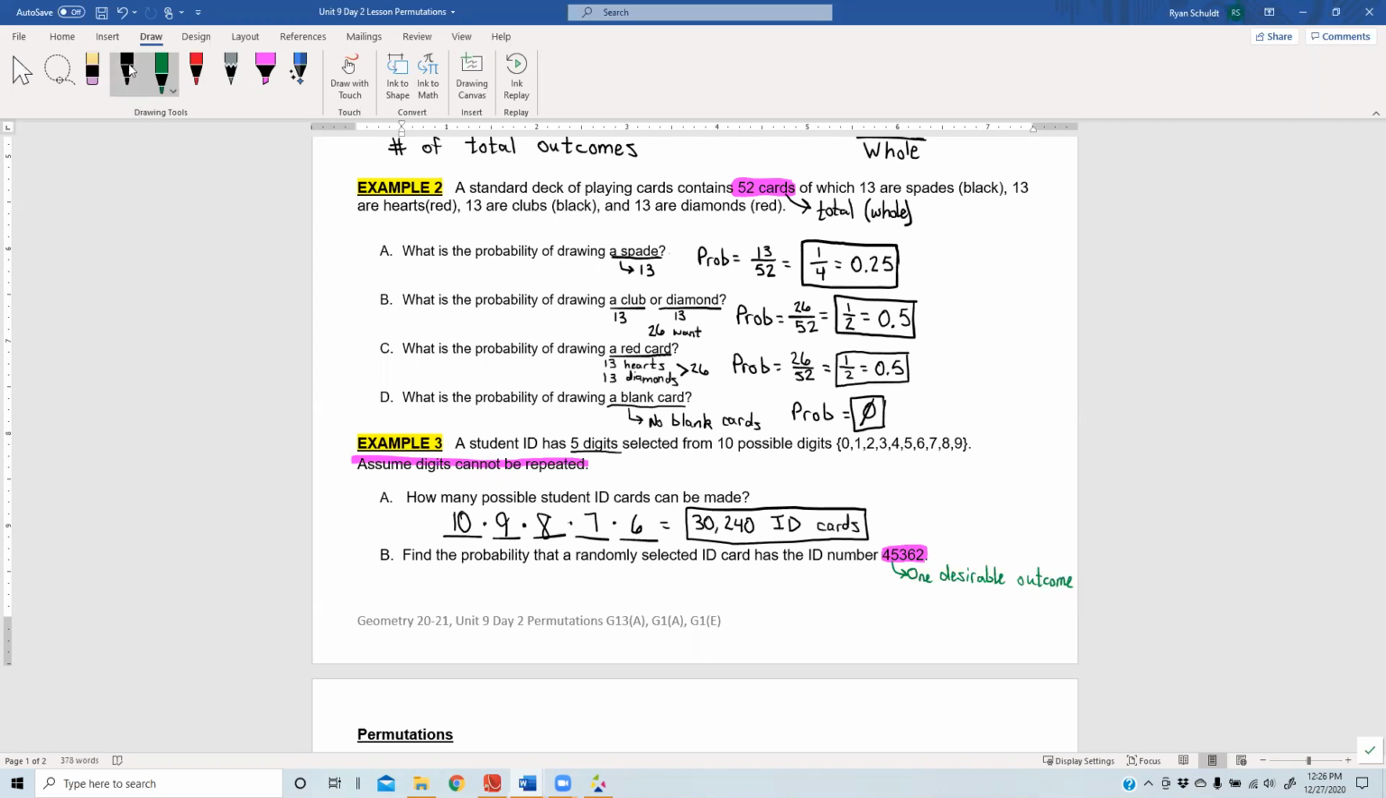Okay, well, the probability that your number gets drawn would be 1 over 30,240. That's the fraction. The decimal would be 0.00033, which, if you're wanting to know your chances of winning, that might not tell you much.